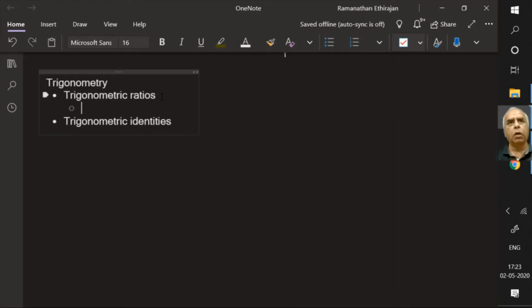So under the subtopic trigonometric ratios, we need to know some basic concepts. We need to know some basic concepts about trigonometric ratios. So we should understand what is trigonometric ratio. So, understanding trigonometric ratios.